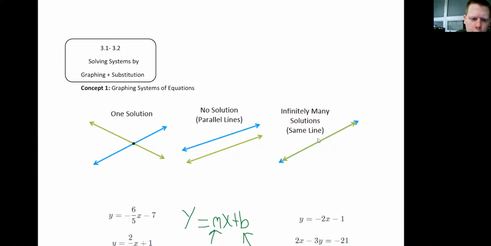So we'll see later on, probably in third quarter, we'll do some word problems where you can see how you can use these in more of a real world situation.